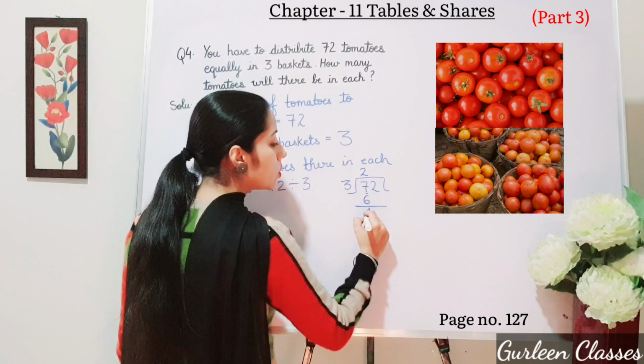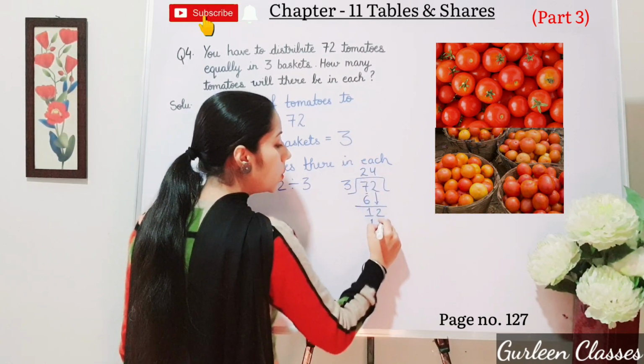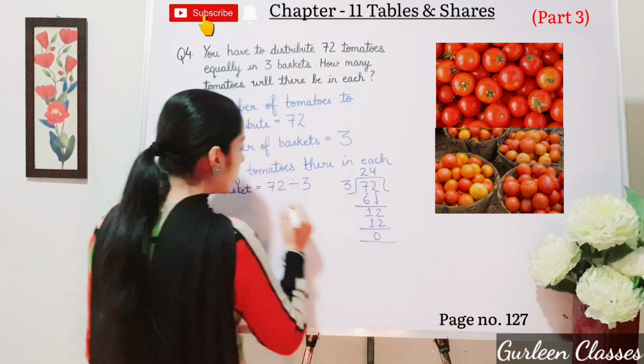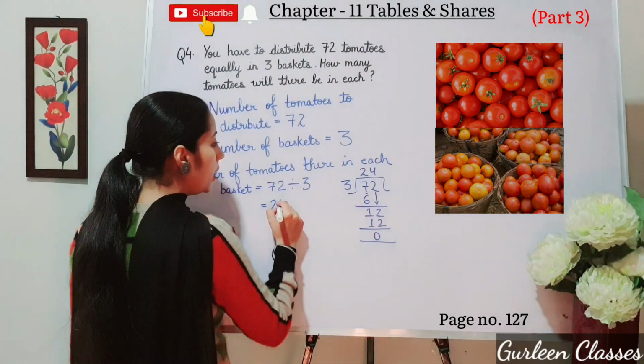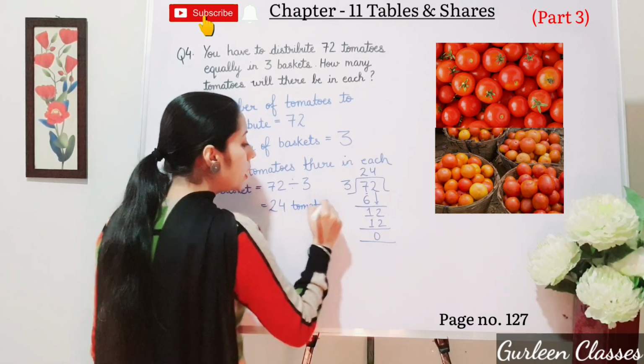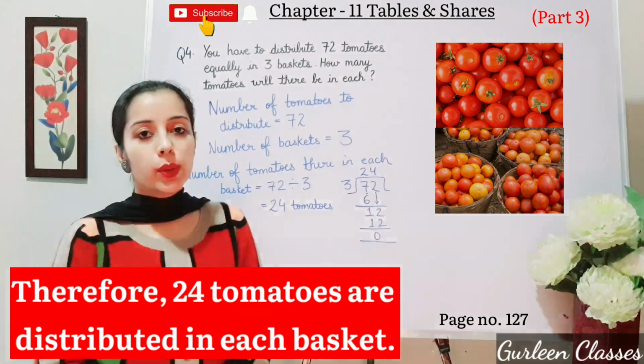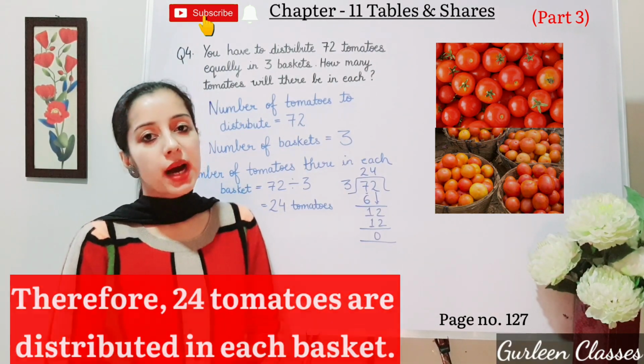7 minus 6, 1. 2 will come down. 3 4s are 12. Remainder is 0. So it is coming 24 tomatoes. So at last we'll write, therefore 24 tomatoes are distributed in each basket.